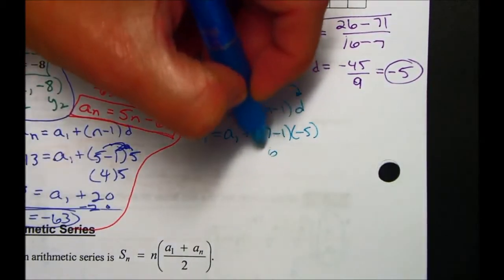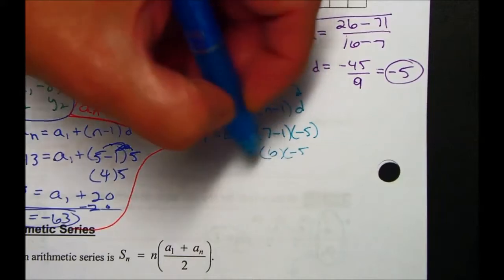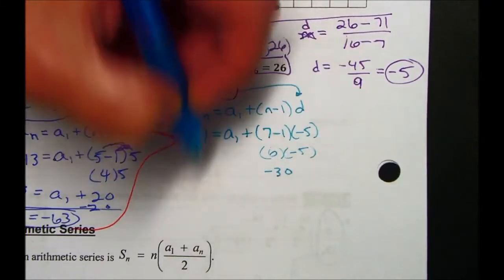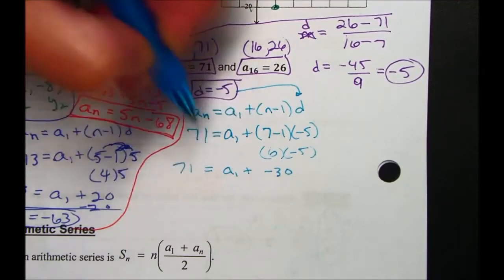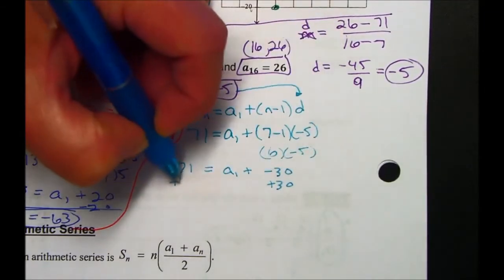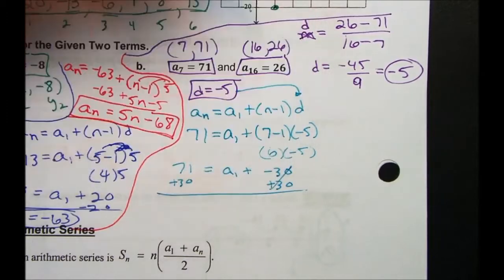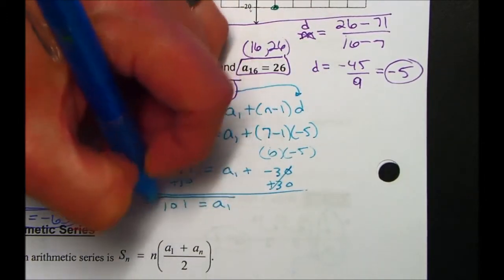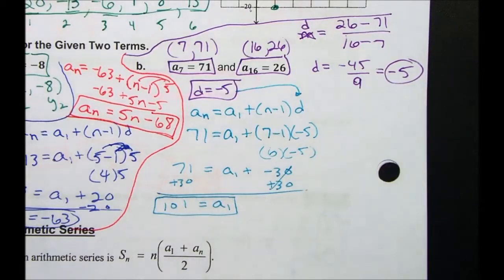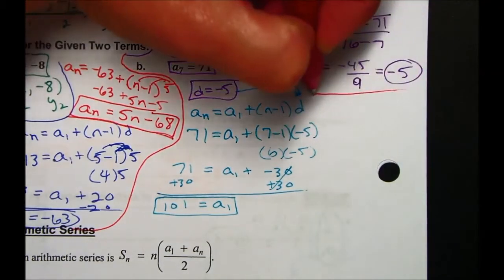So now again, do the math. We get 6 here times negative 5 is negative 30. So a sub 1 plus a negative 30 equals 71. Add your 30, and we get 101 is equal to our a sub 1. So the first term is 101. Now that we know our common difference and we know our first term, we can finally write our equation.